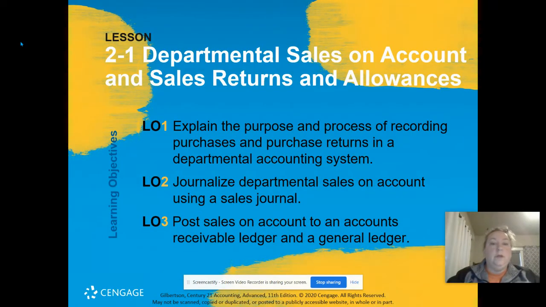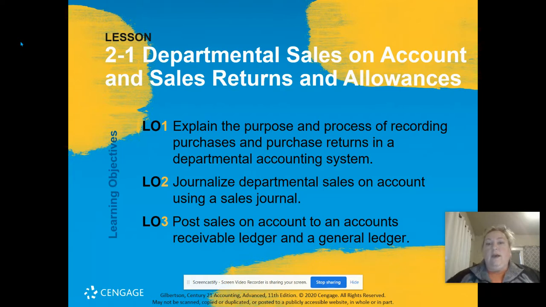Hey guys, so we're going to go over chapter 2 in our advanced accounting book. This is the Red Book, and this is kind of like a review. The only difference is that we're doing the sales and sales returns and the cash receipts journal for departments. So we have our departments like grills and furniture, and we're doing the same sales journal, same cash receipts journal.